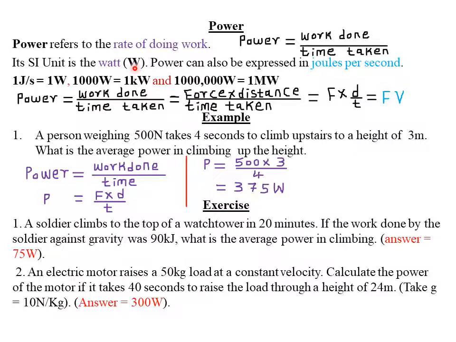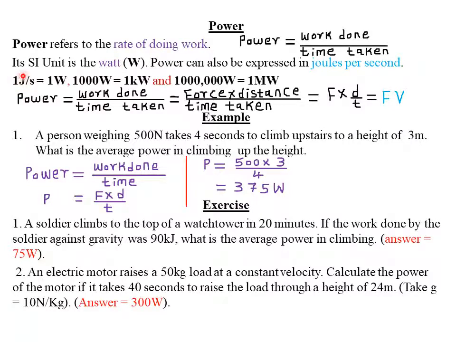It is also important to know that power can also be expressed in joules per second, because we know that the units for work done is joules, then the SI unit for time is actually seconds. Therefore, we are simply taking joules and dividing by seconds. So division means per. Therefore, joules per second are also the other units that we can use to measure power. However, the SI unit is simply the watt.